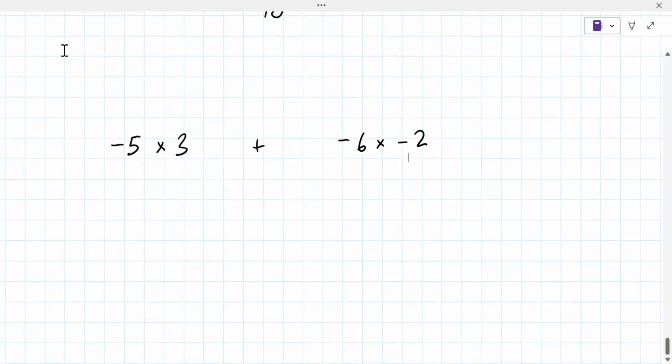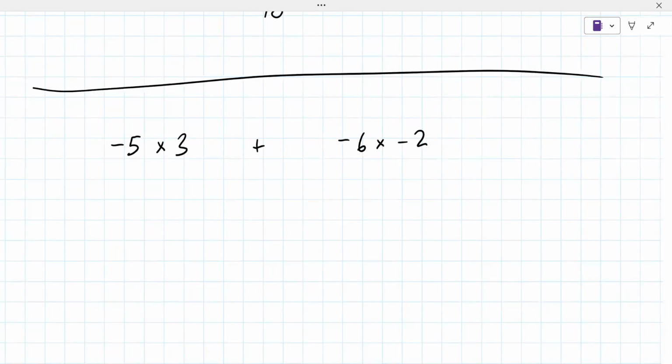So why don't you try working this one out for me, please? Okay, I got -3 as my final answer. Yes. Okay, so we have -15 plus 12 is -3.